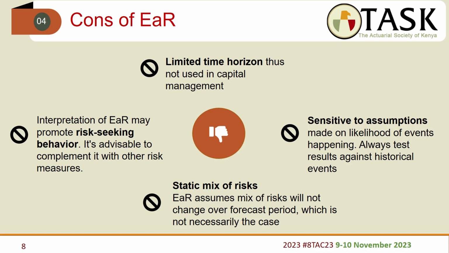The other disadvantage is that earnings at risk looks at a static mix of risks. What this means is, if motor business takes like 60% of your book, when you're doing earnings at risk calculations at the beginning of your forecast period, we assume that nothing will change. You will still write a book that is 60% motor.